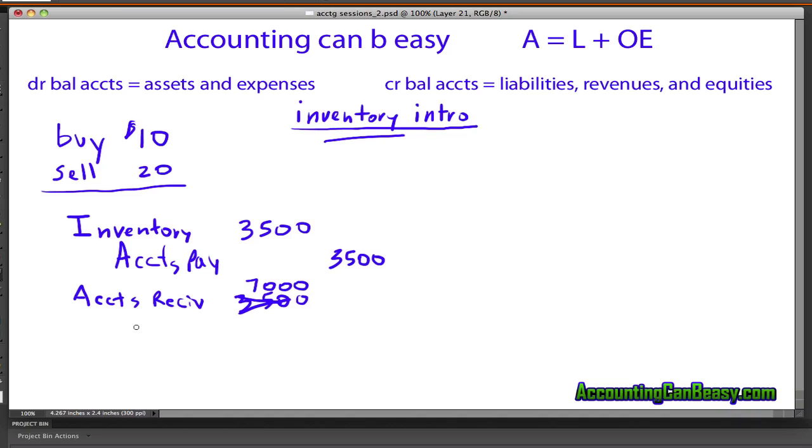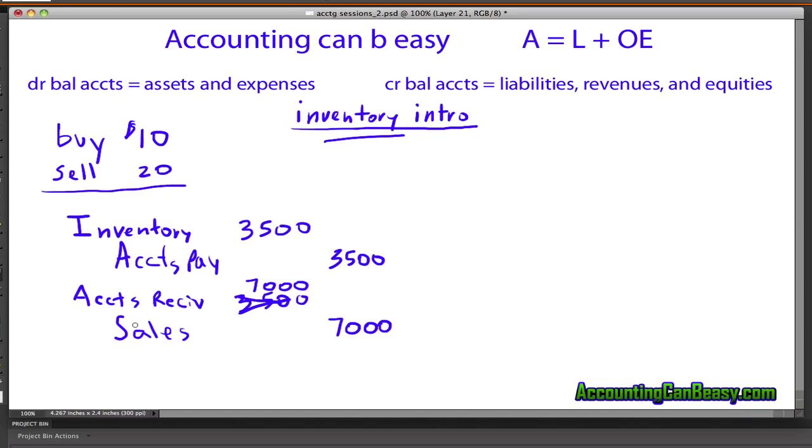Isn't that wonderful? What's our credit going to be? Our credit is going to be to sales for $7,000. Now, have we completed the recording of this transaction? If you said no, you are correct, because we have to account for the inventory that we purchased.